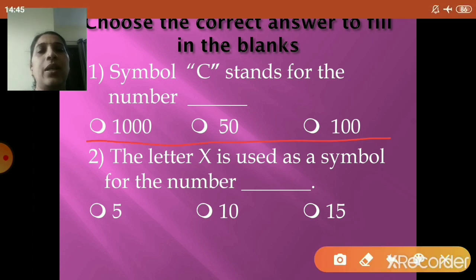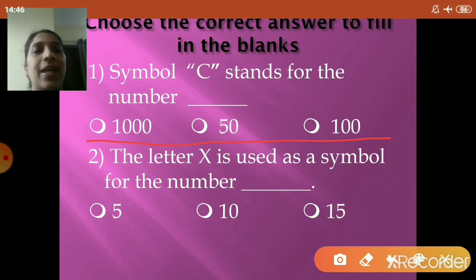Now tell me, what is the number for the symbol C? I had shown you L, C, D, M. So L stands for 50, and C will stand for 100.